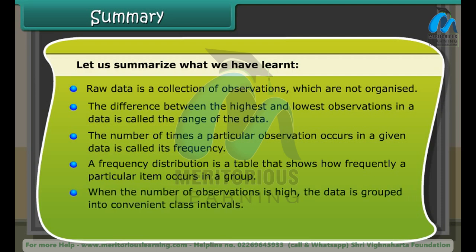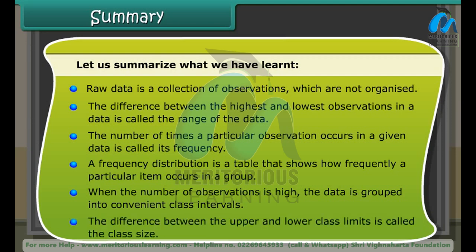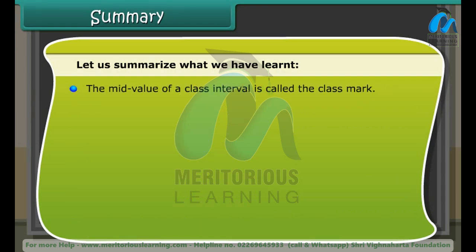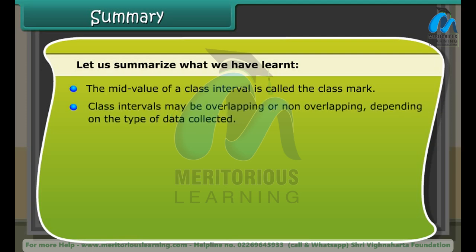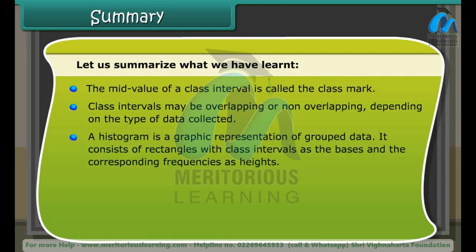When the number of observations is high, the data is grouped into convenient class intervals. The difference between the upper and lower class limits is called the class size. The mid-value of a class interval is called the class mark. Class intervals may be overlapping or non-overlapping depending on the type of data collected. A histogram is a graphic representation of grouped data. It consists of rectangles with class intervals as the basis and the corresponding frequencies as heights.